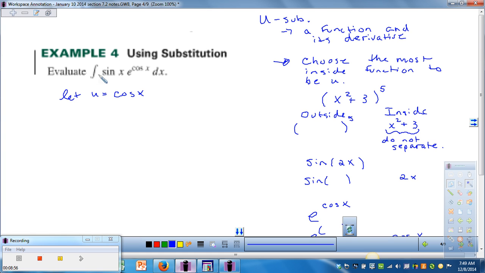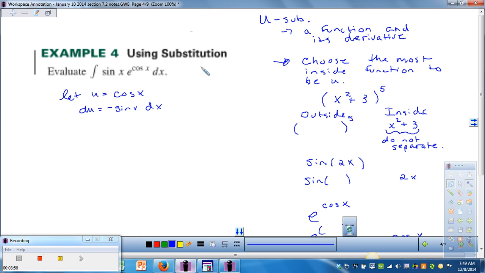Now, our goal is to rewrite this entire integral with u's and du's and no x's. That means that we will need a du. Well, du is the derivative of u times dx. So du equals, what? What's the derivative of cosine x? Negative sine x. Negative sine x dx. Or du/dx is negative sine x, and you can move the dx over. But this is the general form that we want to be in every time.